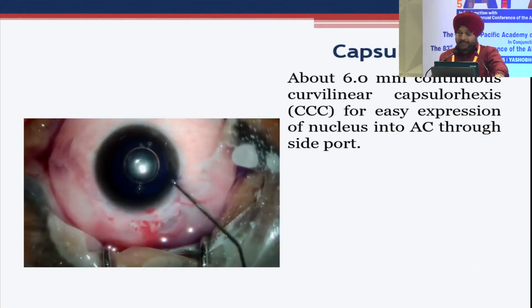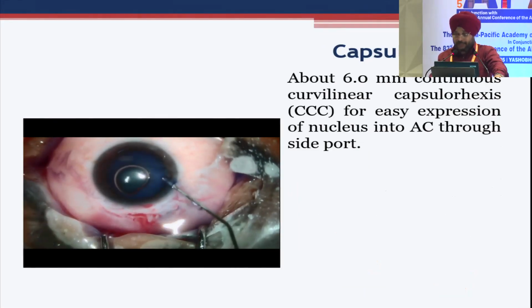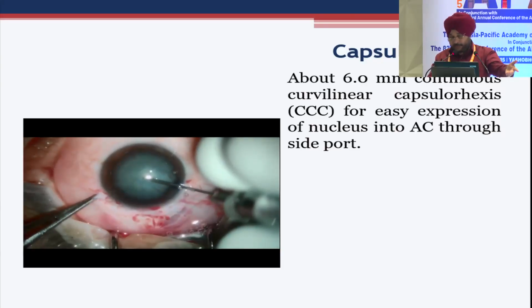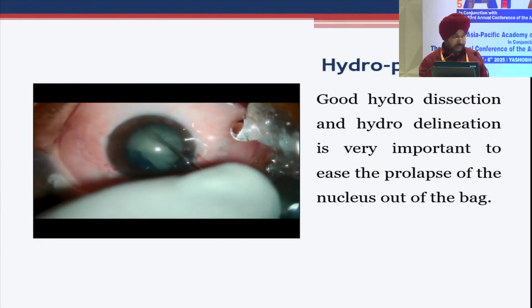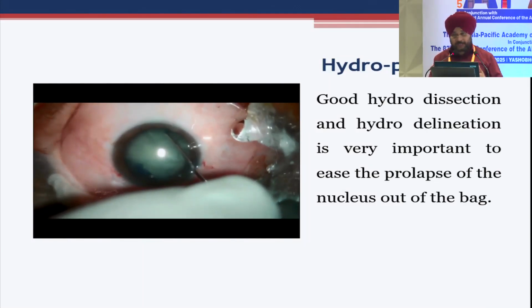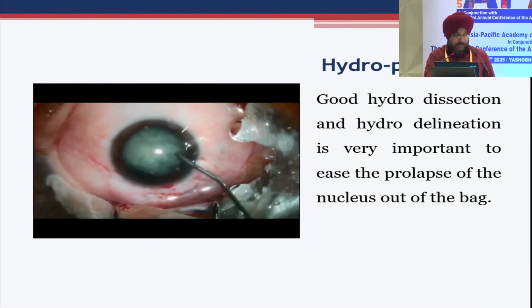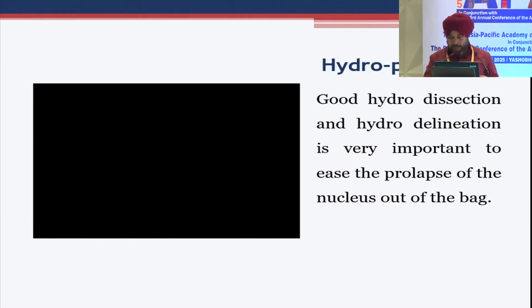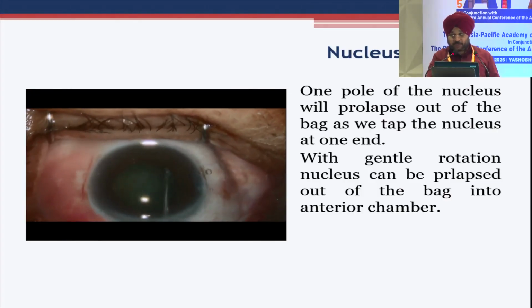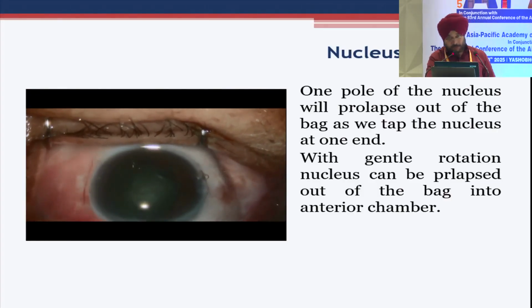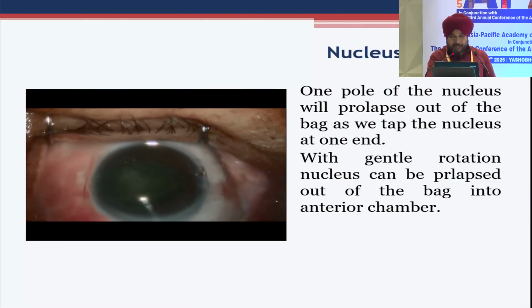Then after that, a good large capsulorhexis as usual, and a good hydro procedure to prolapse the nucleus into the anterior chamber. Good hydro procedures are required. Now the main part is nucleus prolapse, and after that its delivery out of the 2 mm scleral tunnel.